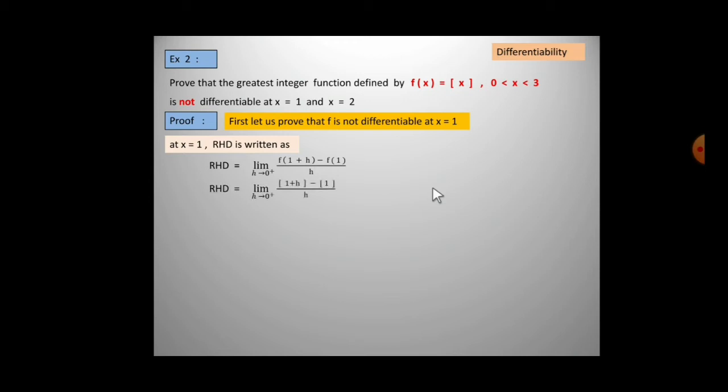Now what is f(1 + h)? Replace x in f(x) by 1 + h, that is greatest integer of (1 + h) minus greatest integer of 1, divided by h. Now h tending to 0 plus means h is more than 0 and approaching 0. That means 1 plus more than 0 means this entire value is more than 1. So understand here, students, h tending to more than 0 means it is a positive number, and 1 plus that means the value becomes greater than 1.